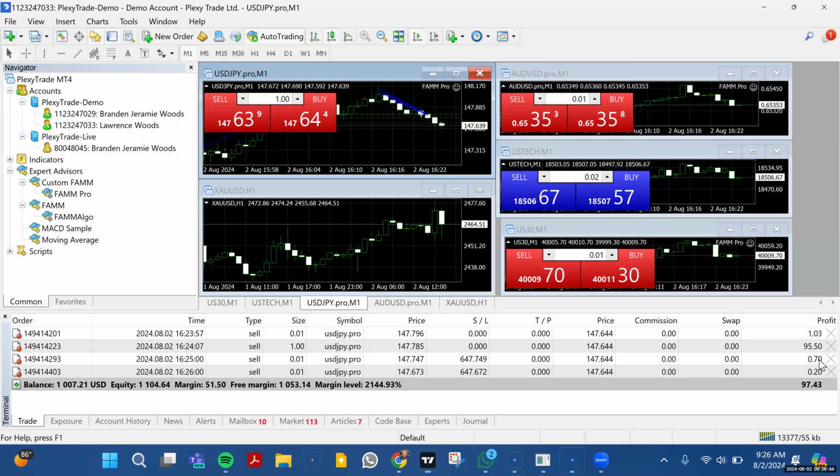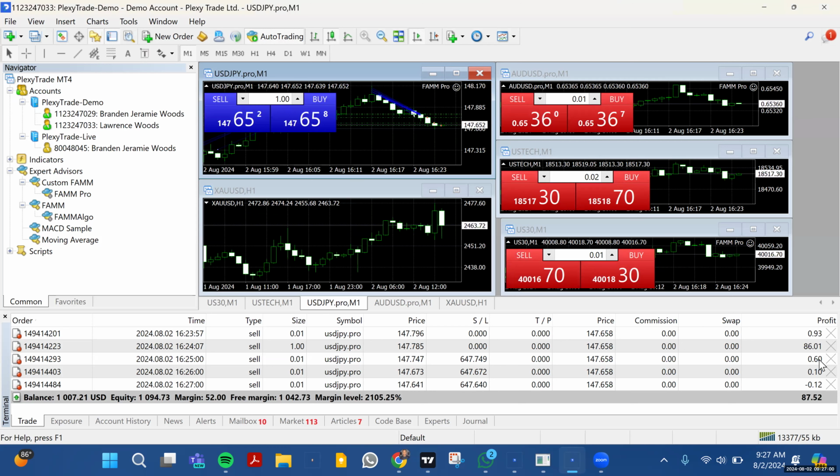So what we see is USD JPY running up. I already just did a video and we doubled up an account in a matter of minutes using this. Also, if you see FAM Pro up here, what it does is scales in for you. So as you see, another entry just popped in just now.